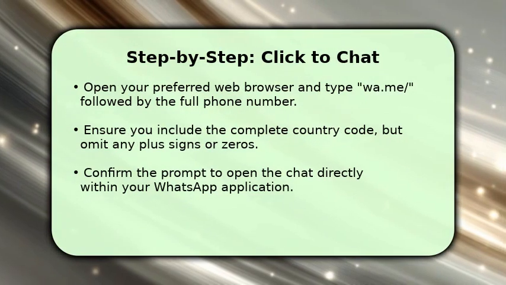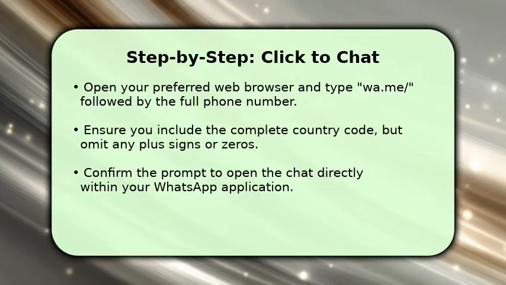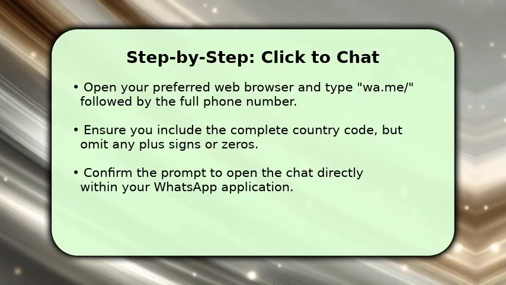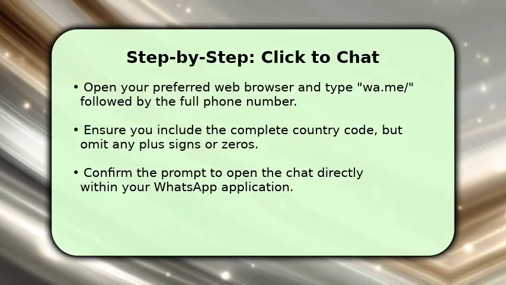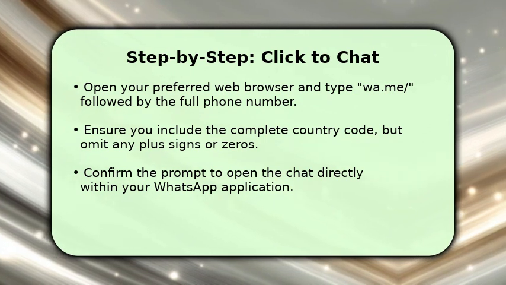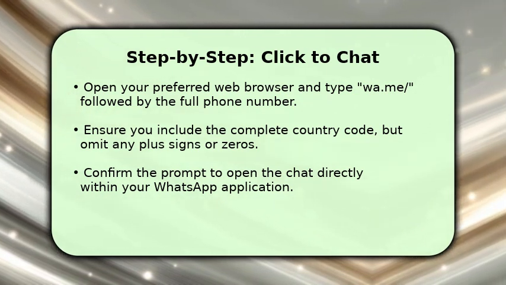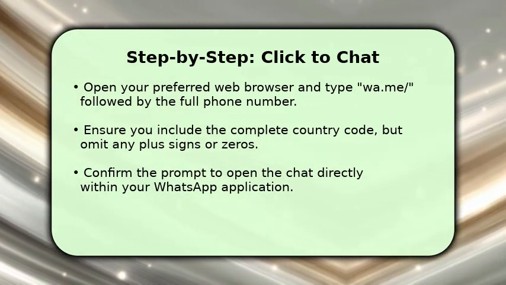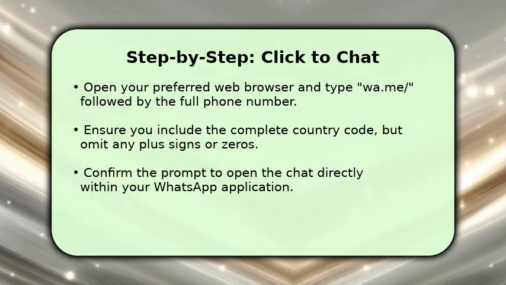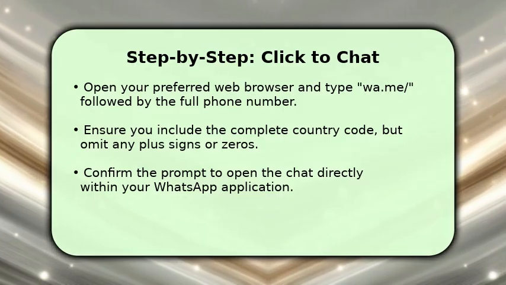To use the click-to-chat feature, first open any web browser on your device. In the address bar, type wa.me/ followed immediately by the full phone number, including the country code. For example, for a United States number, it would be wa.me/1XXXXXXXXXX. Press enter, and a page will appear asking if you want to open WhatsApp to chat with that number. Confirm, and the chat will open.